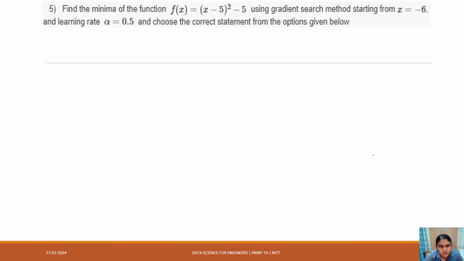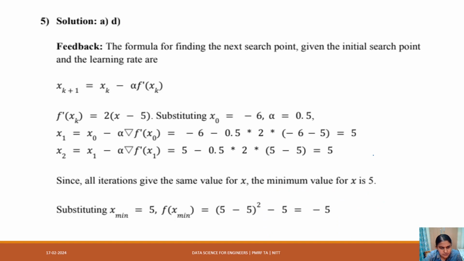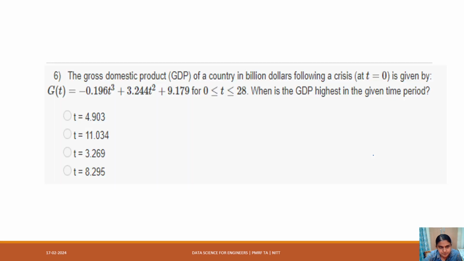So f of x, this is the same question. Answer also I have given. So this is another question. The gross domestic product GDP of a country in $1 billion following a crisis at t equal to 0 is given by g of t equal to minus 0.16 t cube plus 3.244 t square plus 9.179. When is the GDP highest? That is what is asked. So we have to find the highest GDP. You can solve for this question.